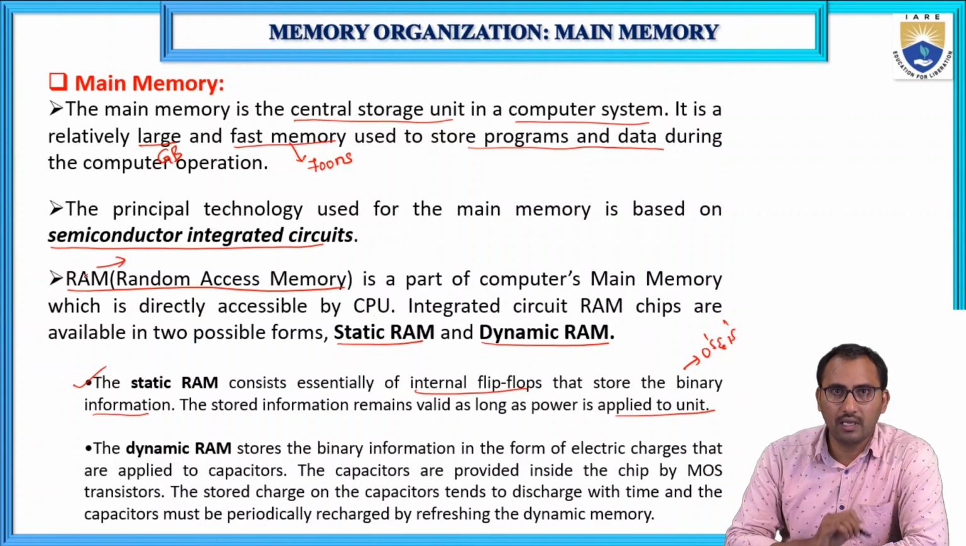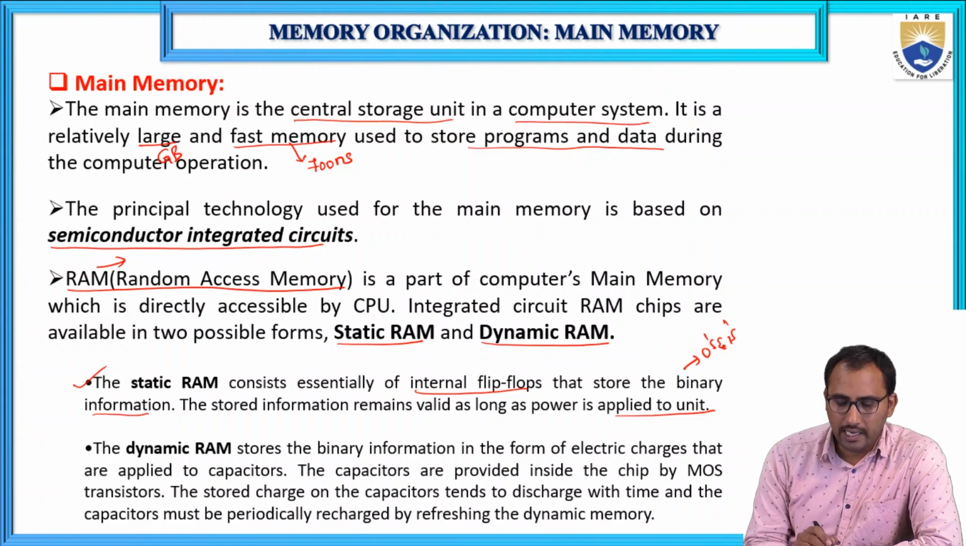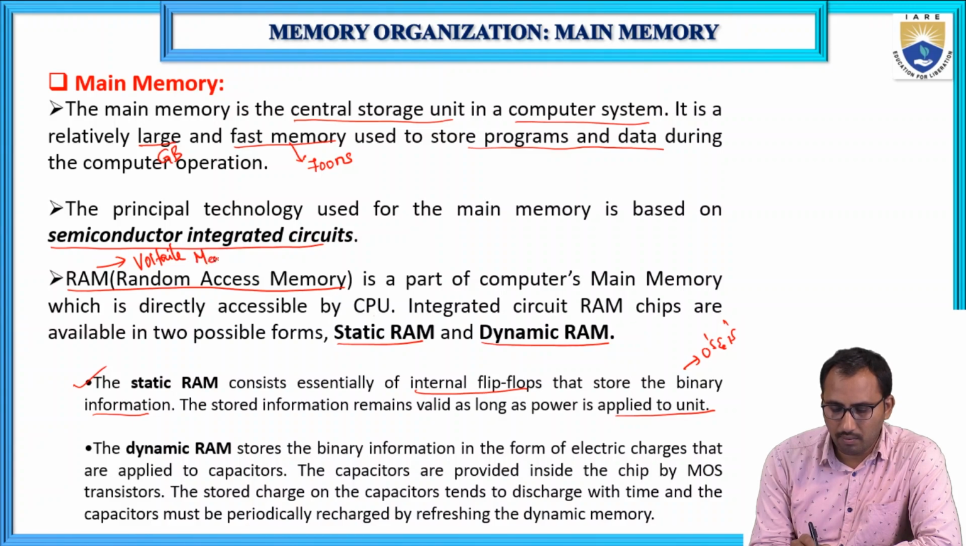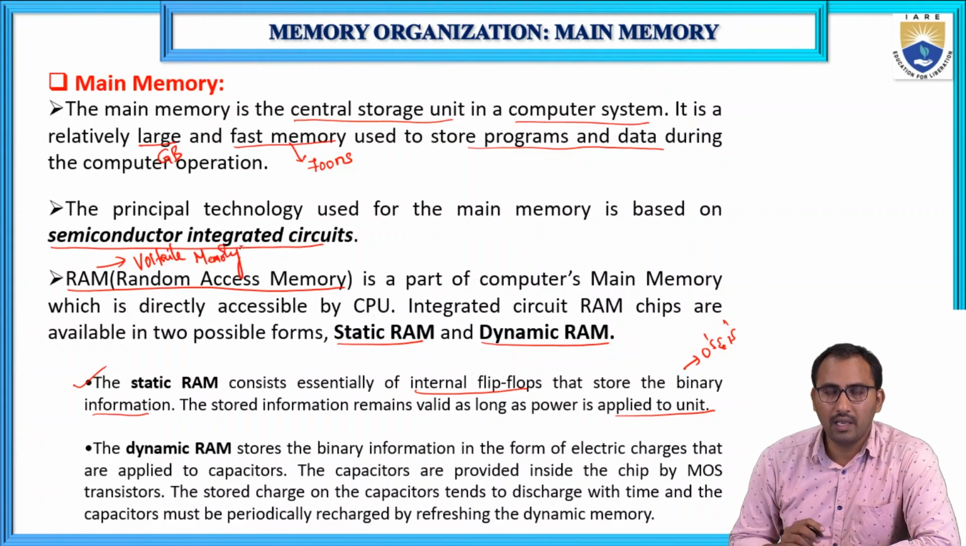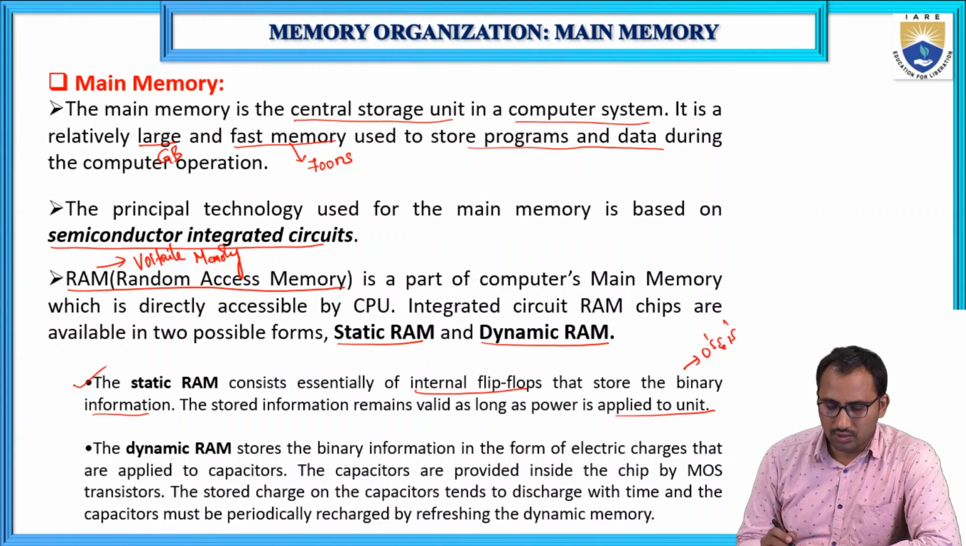So what is the property of RAM? RAM is a volatile memory. So what is volatile memory? The data stored in the memory will be present only until the power is supplied. When the power supply is turned off, the data stored in the memory will get erased. So that is RAM memory. That's why in static RAM cells, the data is present only until the power is supplied to it.